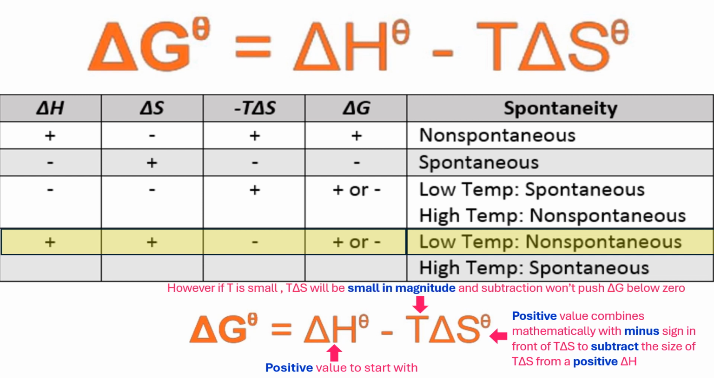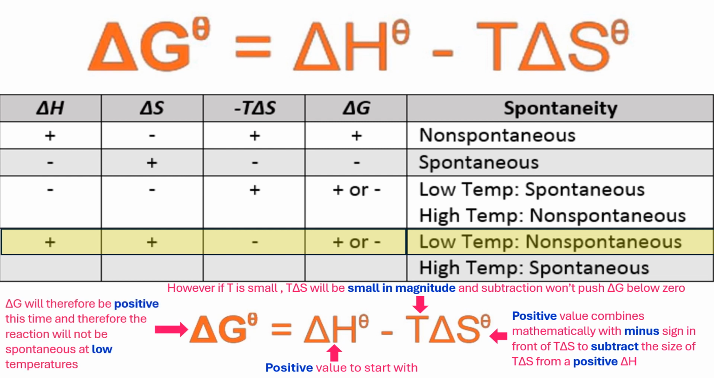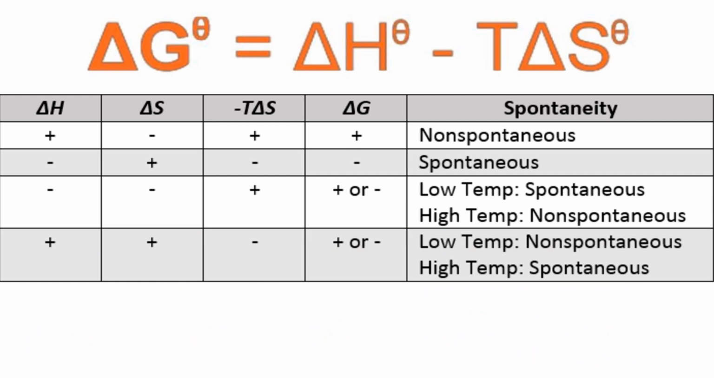Now, if T is small, T delta S will be small in magnitude, and the subtraction we've just talked about will not push delta G below zero. So at lower temperatures, this combination of delta H and delta S will be non-spontaneous. Therefore, this reaction will not be spontaneous at low temperatures because delta G will still be positive.